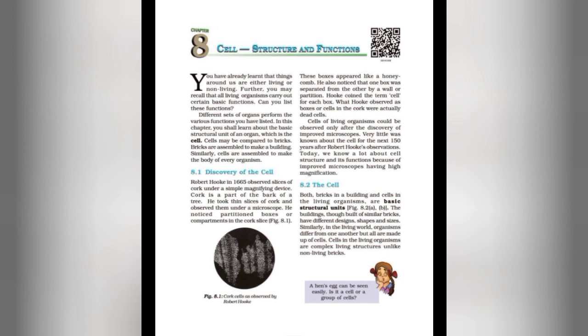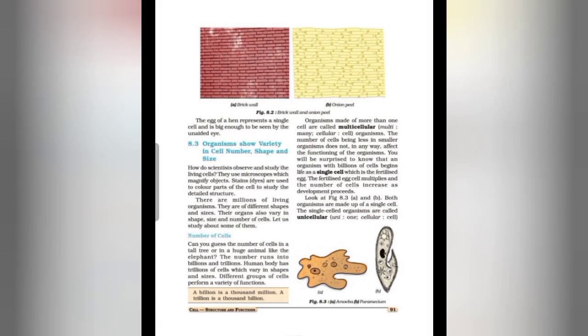Both bricks in a building and the cells in a living organism are basic structural units. The building, though built of similar bricks, has different designs, shapes and sizes. Similarly, in the living world, organisms differ from one another, but all are made up of cells. Cells in living organisms are complex living structures unlike non-living bricks. The egg of a hen represents a single cell and is big enough to be seen by unaided eyes.